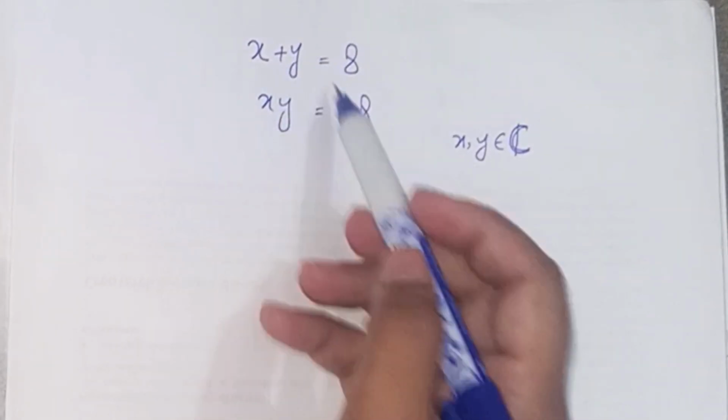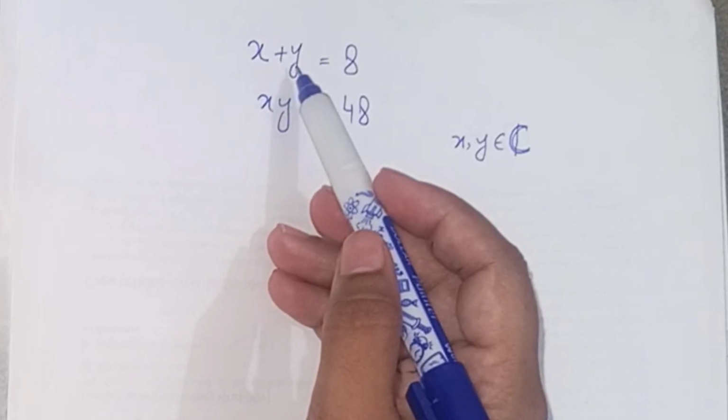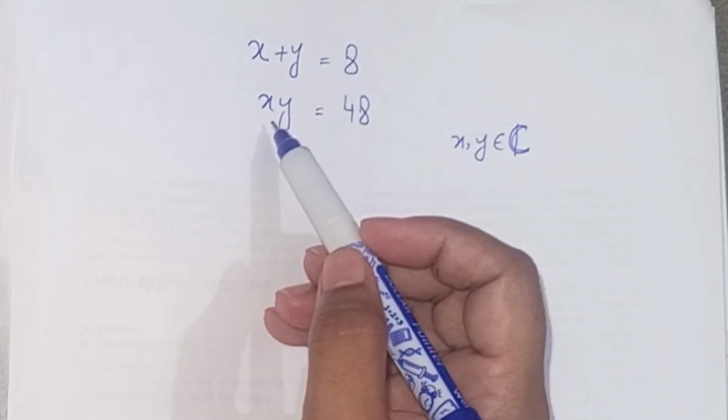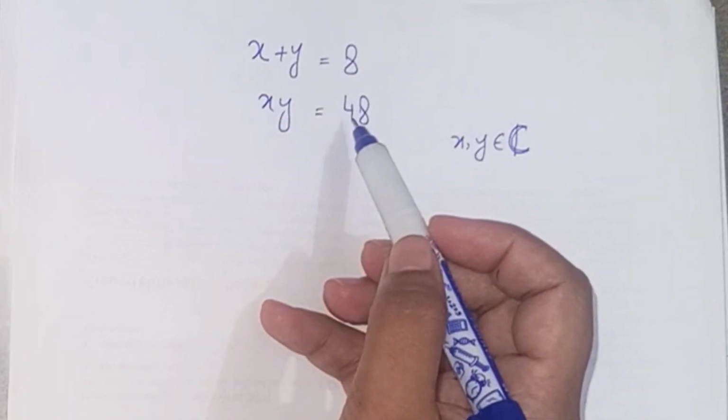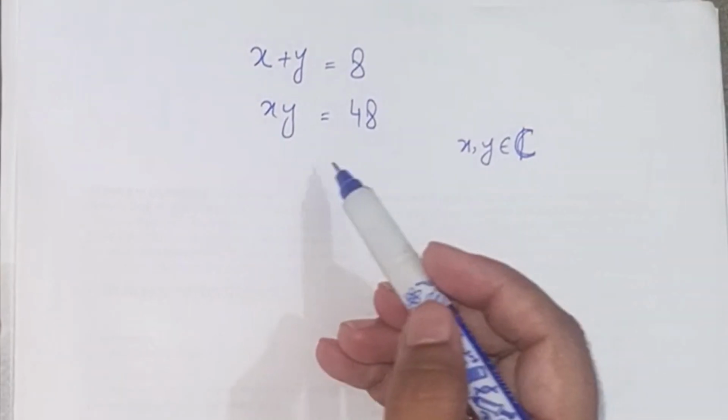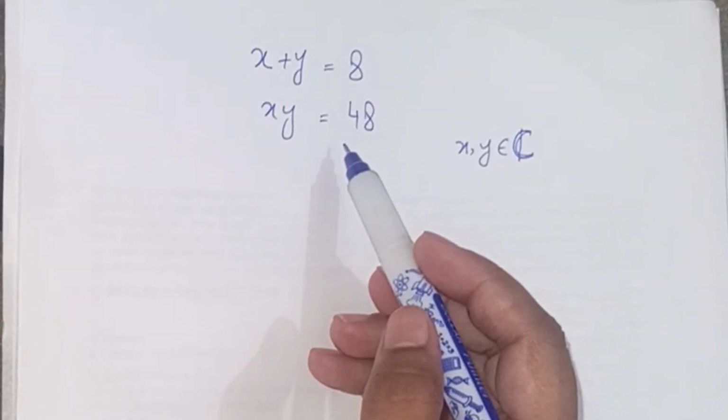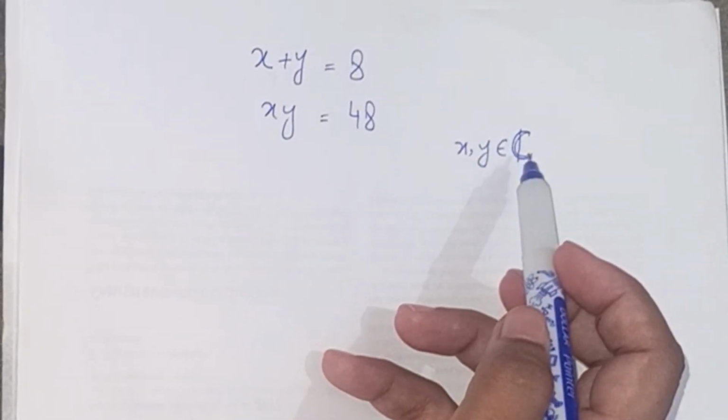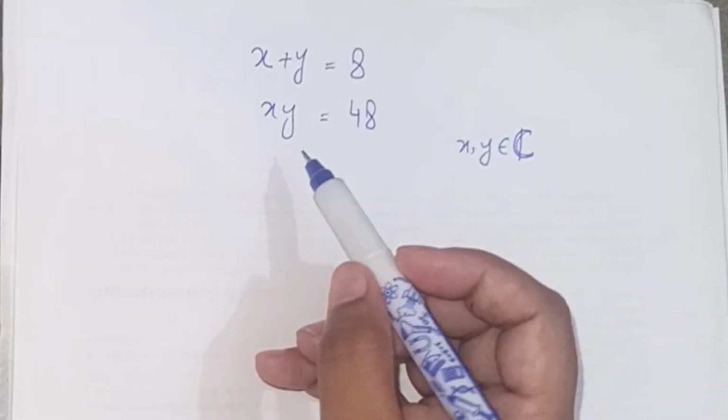Let's try to solve this question. The question is x plus y is equal to 8. The second equation is the product of x y is equal to 48. We find the value of x and y, and in our question it's given that x and y belong to complex numbers. So let's start.